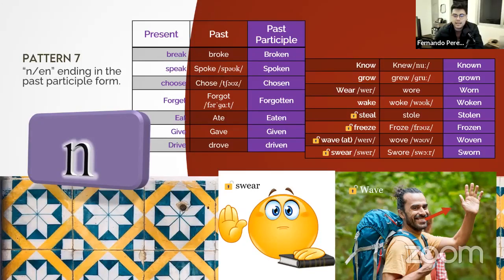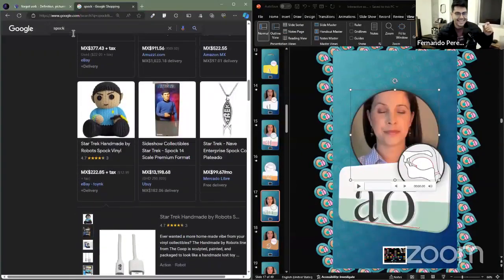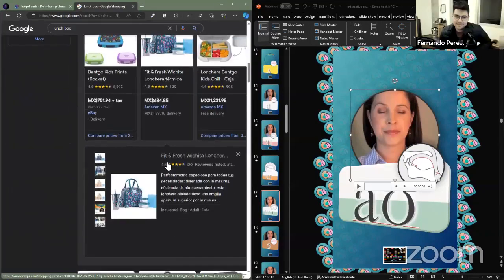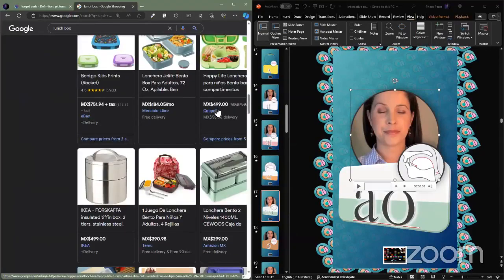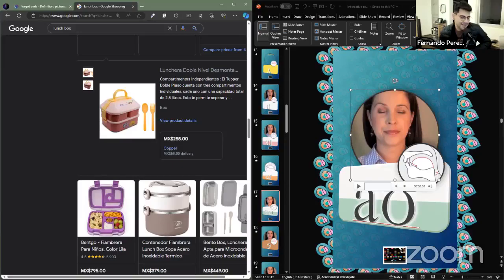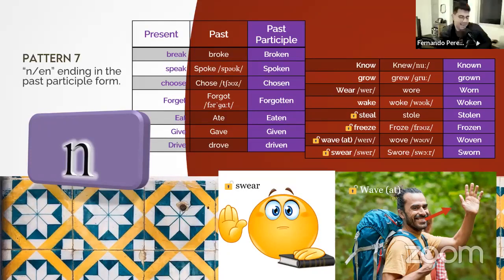Okay, so let's try. Jessica, how do you say "se me olvidó la lonchera"? I forgot my... I don't know how you say it here. It's my lunch box. Yes, lunch box. We have seen it yesterday. In the past. So again, I forgot my lunch box. Excellent.